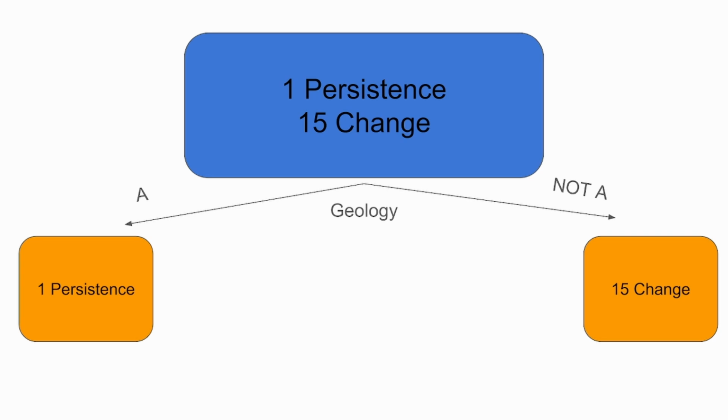Finally, the algorithm determines that the parameter geology type best splits the remaining data. It splits geology types A and not A, with 1 pixel of persistence in A and 15 pixels of change in not A.